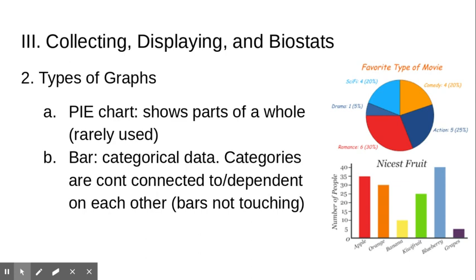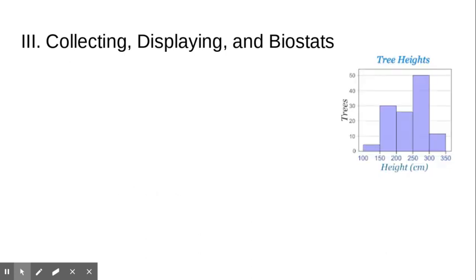The number of people that like apples has nothing to do with or no influence on the number of people that like oranges. Those two pieces of data are not related to, connected to, or dependent upon each other. So they are physically not connected on the bar graph. That's a little bit different from our next one.